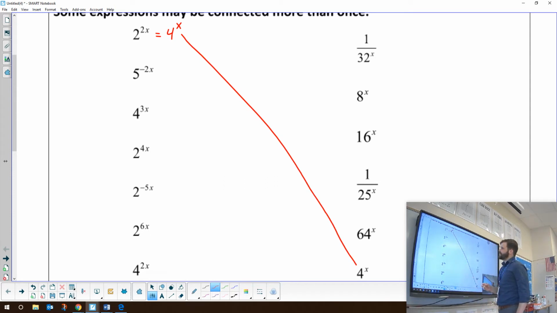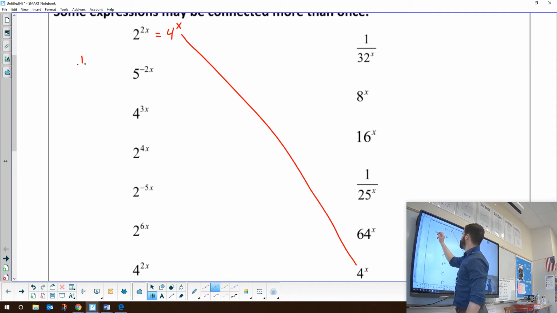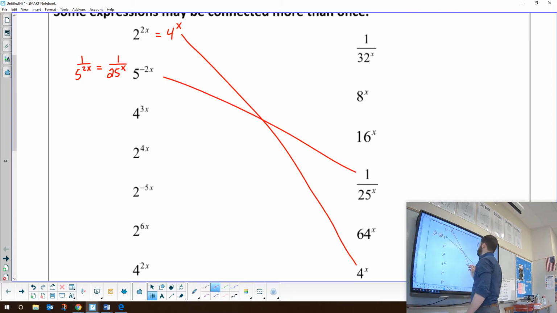What about 5 to the negative 2x? Well, remember what happens when we have a negative exponent. Whenever you see a negative exponent, we flip it inside of a fraction. So I'm going to have to flip this one and make this 1 over 5 to the 2x. And now that I can simplify it, 5 squared is 25, so that's going to be 1 over 25 to the power of x. And hey, that matches up with this one.